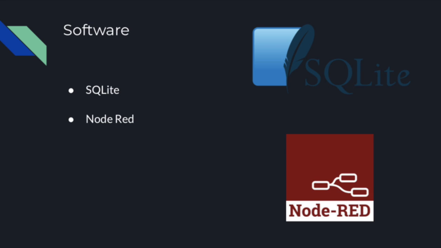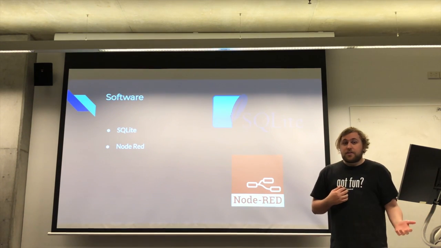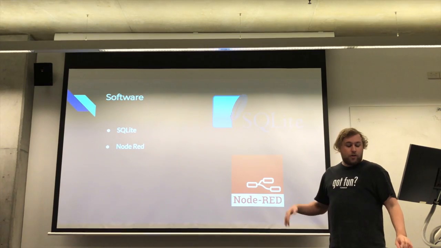Okay, so for some of the software that we've used in our detection device, we have gone with SQLite in order to store and record temperatures over a period of time, as well as Node-RED, which runs on Node.js, in order to accurately represent the functions and how they will flow along.